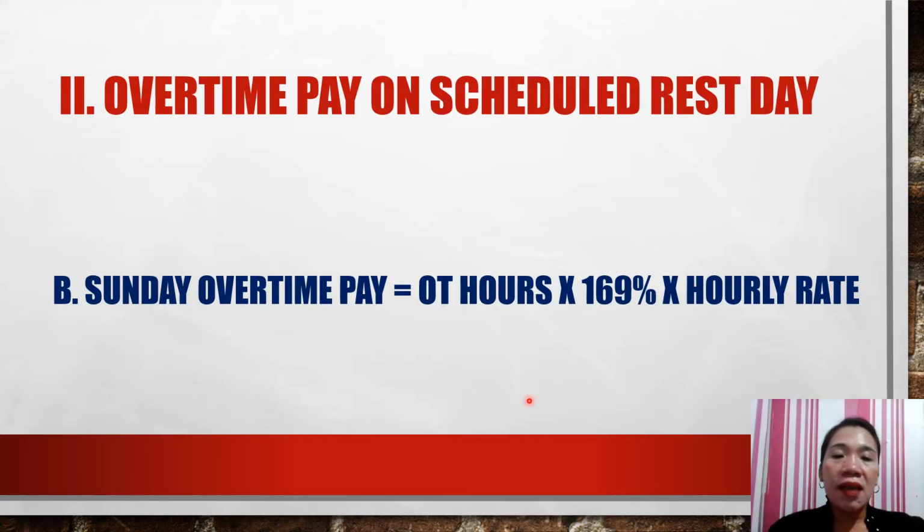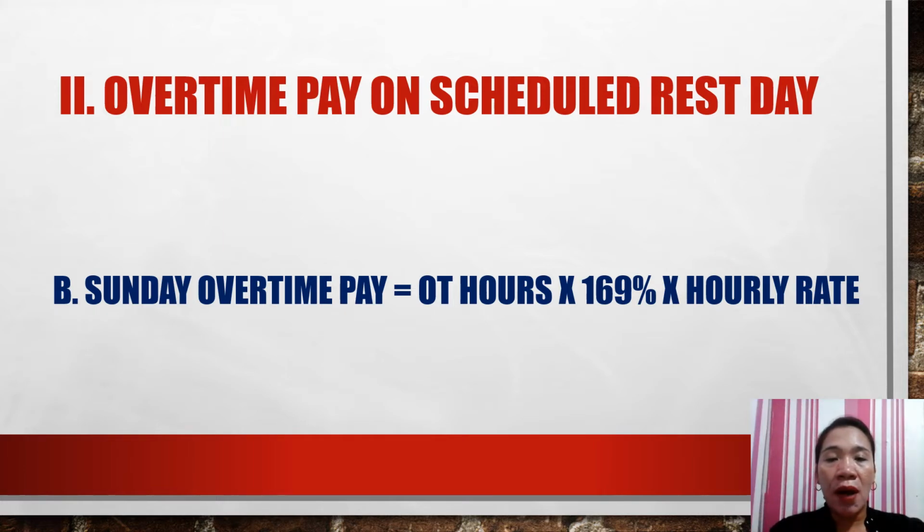Next is overtime pay on a scheduled rest day. That means, for Renato earlier, his overtime is, right, his regular rate multiplied by 1.3. So now, for however many hours he works overtime, his number of hours will be multiplied by 169% times the hourly rate. So, it goes like this.